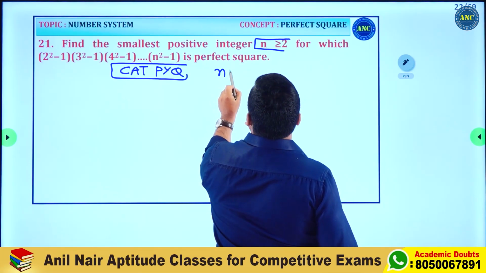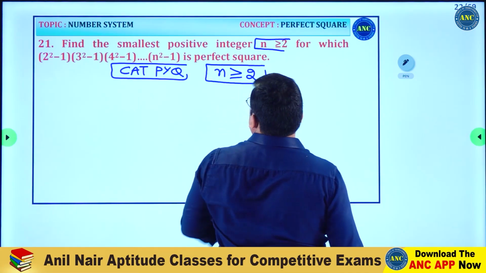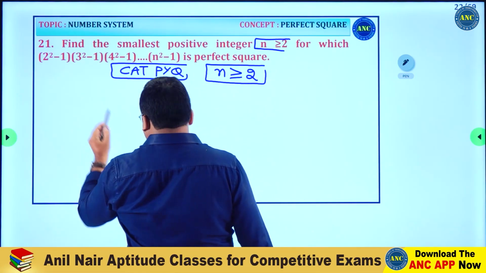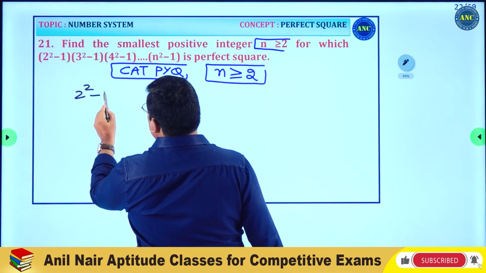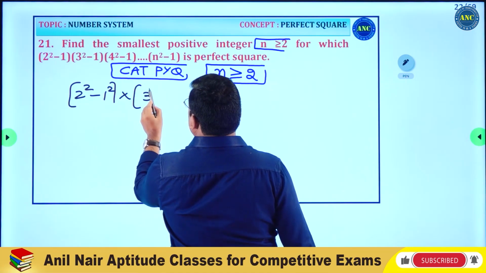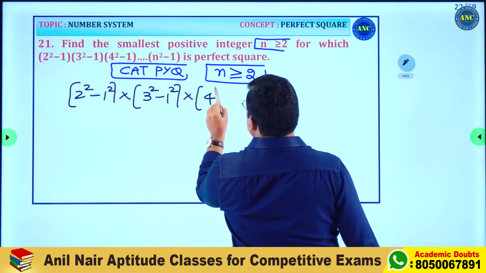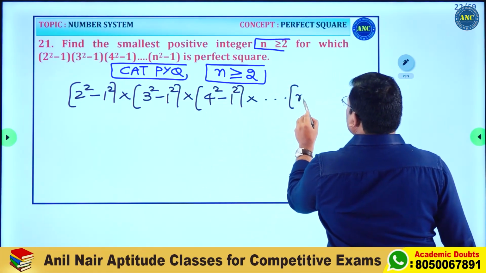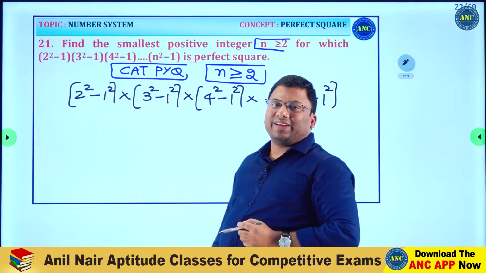That value n should be greater than or equivalent to 2. Now the question is 2 square minus 1. Observe carefully, sir. 2 square minus 1, I am writing it as 1 square, into 3 square minus 1 square, into 4 square minus 1 square, and so on up to the last one, n square minus 1 square.